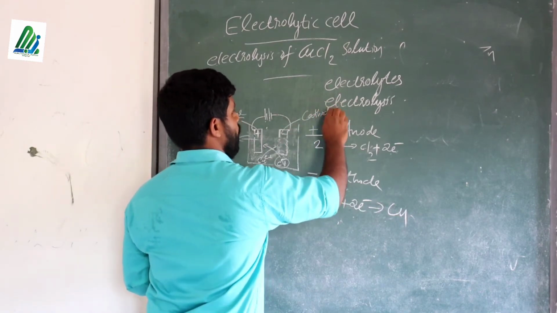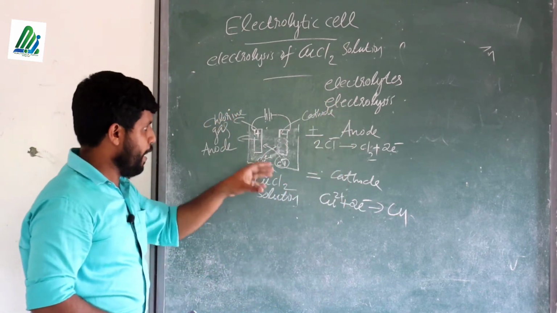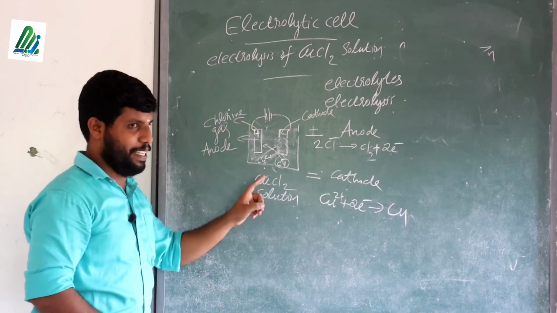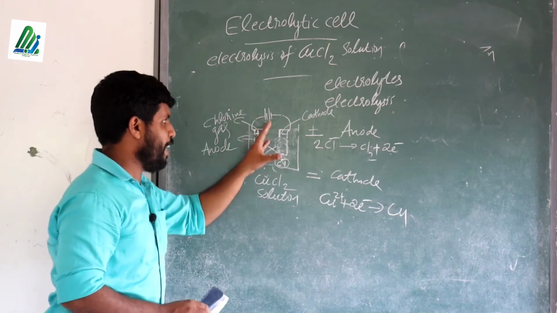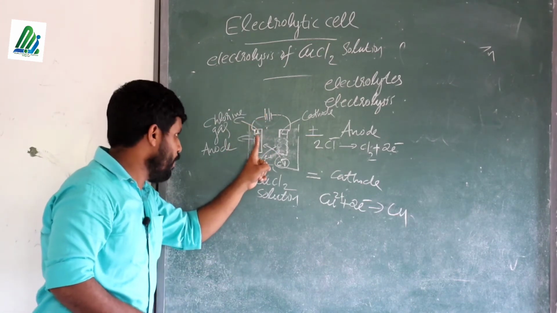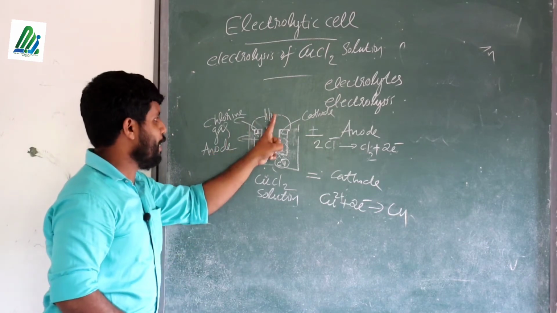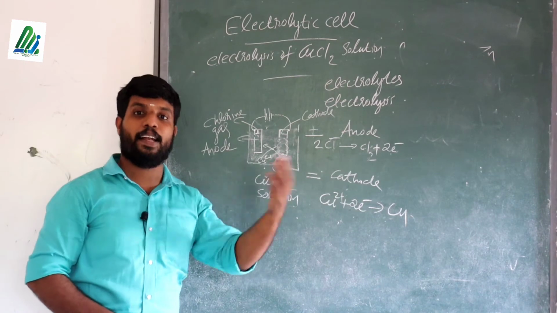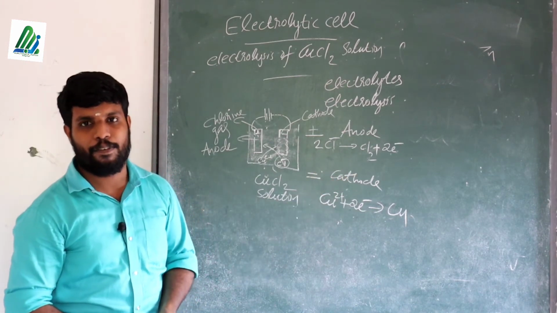So you want to take care that in a cell, especially an electrolytic cell, if a battery is connected there, it is easy. In a battery connected cell, the positive terminal is connected to the positive electrode, which is the anode, and the negative terminal is connected to the negative electrode, which is the cathode. This is entirely different in the case of the galvanic cell.